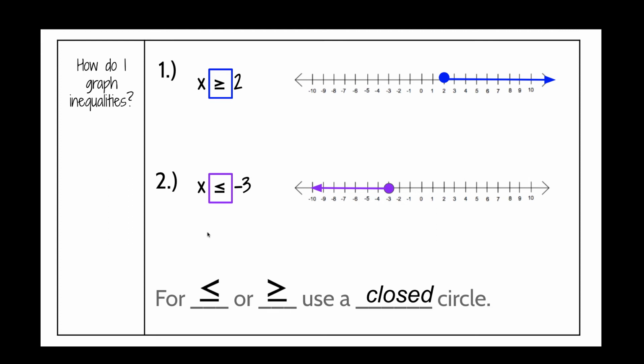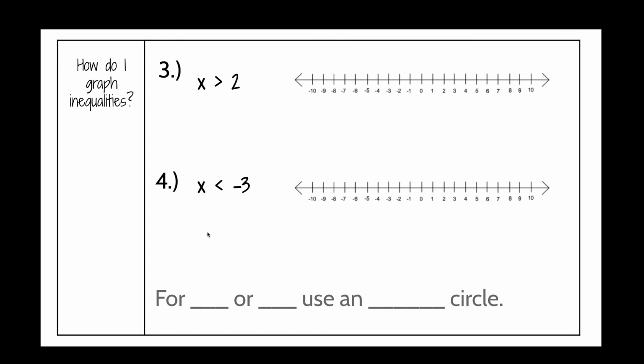Flip to the next page in your notes. We are still graphing inequalities. Notice how the inequality sign has changed this time. Looking at number 3 here, we have the inequality x, read it with me, is greater than 2. So any value I plug in for x needs to be greater than 2. Let's represent that on a graph.